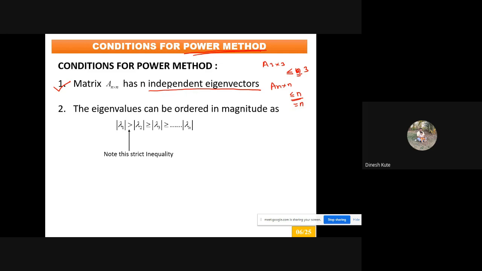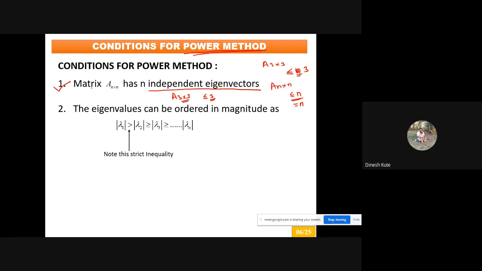This is not the case for all matrices. For example, if I consider a matrix of order 3 by 3, in this case you may get 2 independent eigenvectors, you may get all 3 independent eigenvectors, or you may get only 1 independent eigenvector. The count of independent eigenvectors is less than or equal to 3. So it may be 3, it may be 2, it may be 1. But how do you ensure that you get n, or say 3, independent eigenvectors? Anyone?